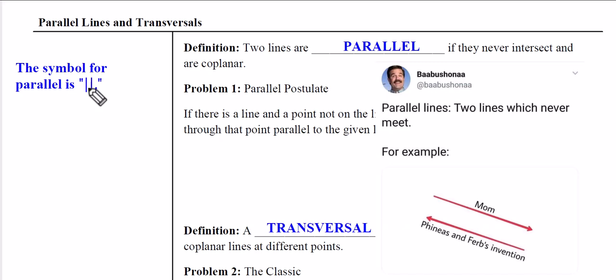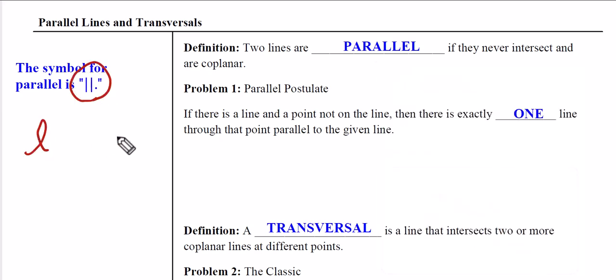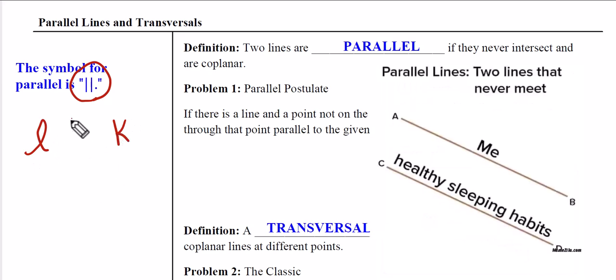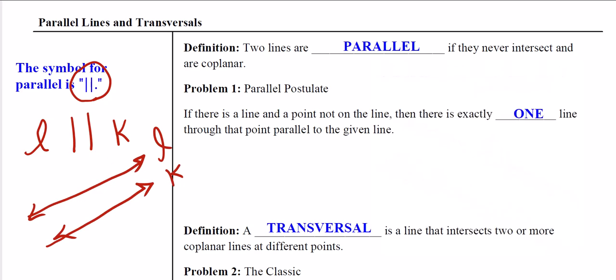We say then the symbol for parallel is also this. So for example, if I have line L and I have line K, we say that line L is parallel to line K. And then of course we'd have little symbols in here to show that they are parallel.